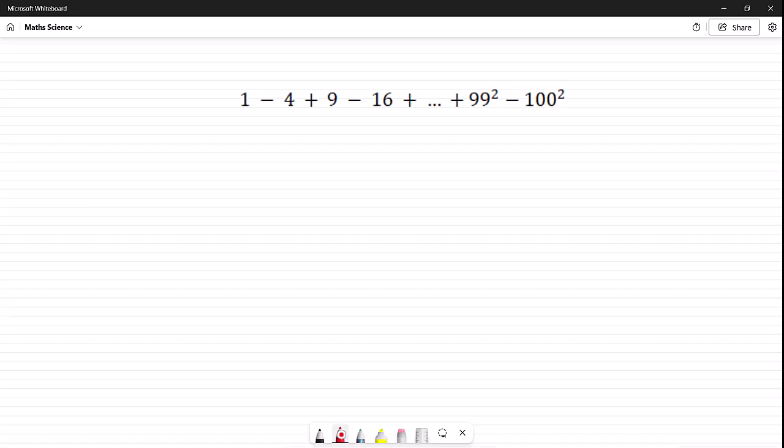Hey guys, welcome back. In this tutorial, we're going to solve this question asked in an Oxford University entrance exam. So we have to find the sum of this series. So what is this sum equal to?